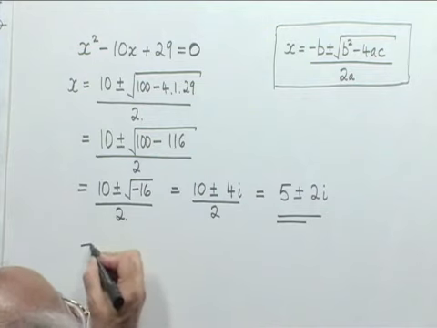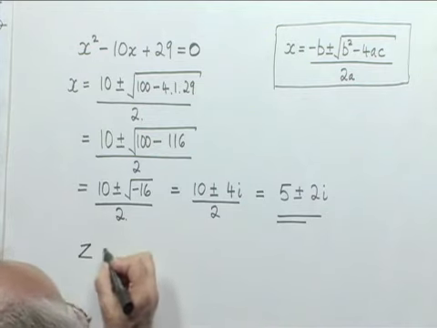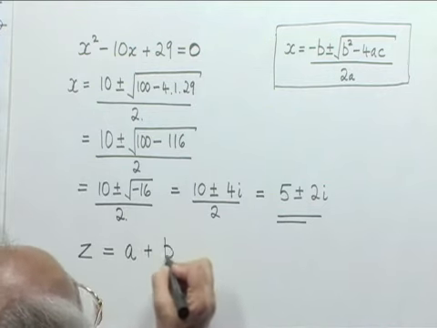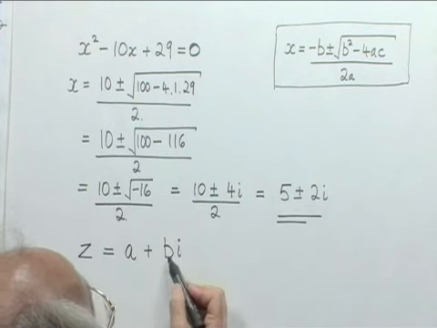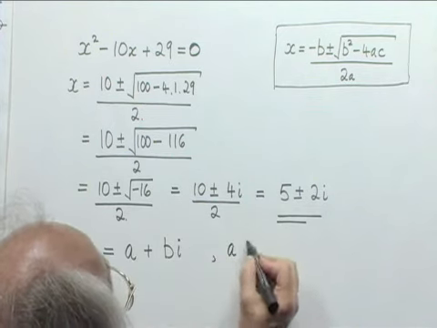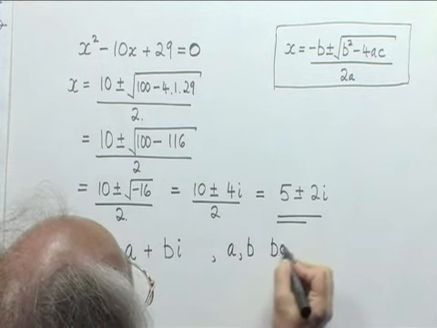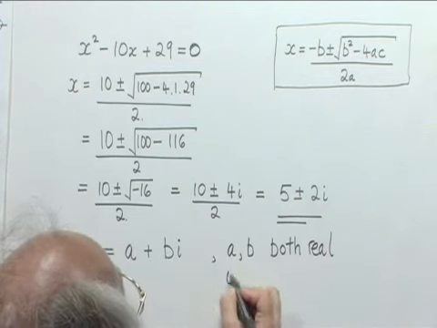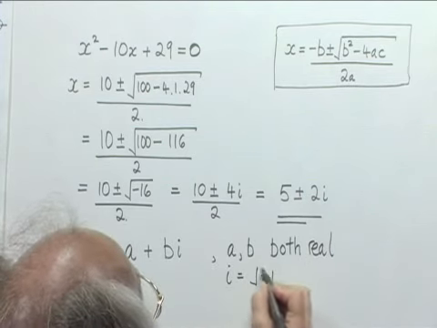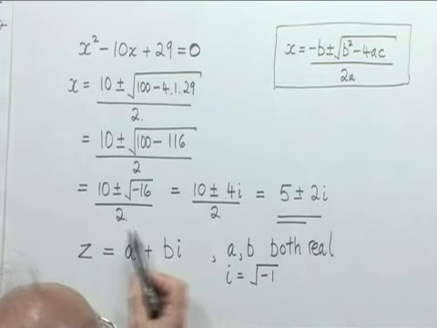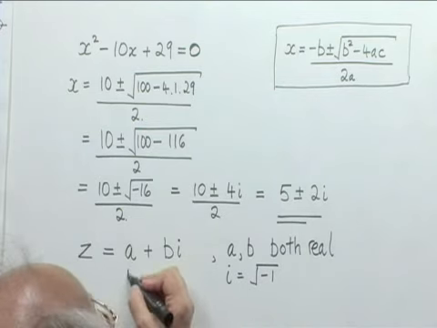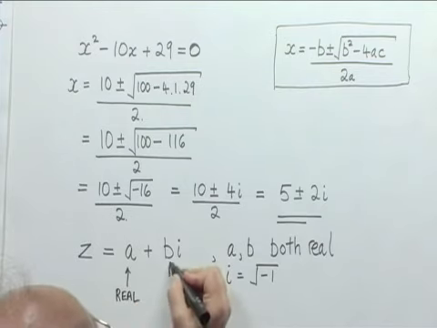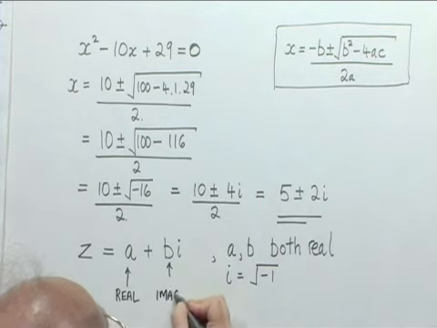In general, a complex number is going to look like this. It's going to take the form z equals a plus bi, where a and b are both real numbers, and i is the square root of minus 1. And this is the general form of a complex number. We refer to a as being the real part and to b as being the imaginary part of the complex number.